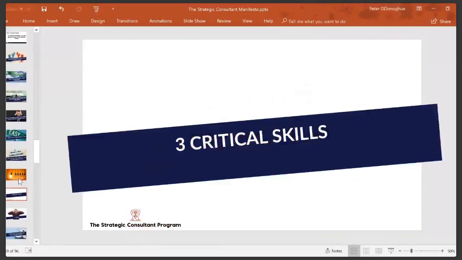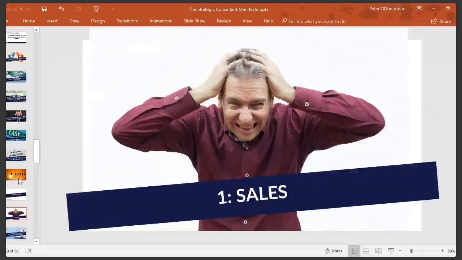Okay, so there are 3 critical skills you're going to need if you're going to put all of this into practice. This is the hard one for most people: sales. It goes without saying that you don't need to be a sales expert. If you have built the model like I showed you or something similar, there's only a key number of places that you have to have sales skills. But the good thing is, if you are a consultant, you have all of the skills you need already. They just need honing and fine tuning.